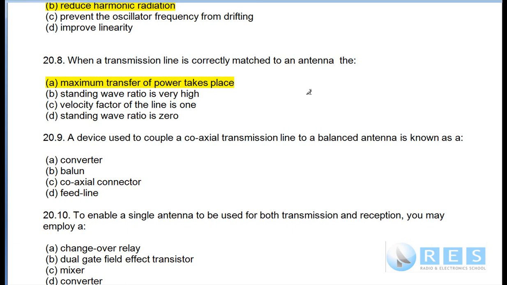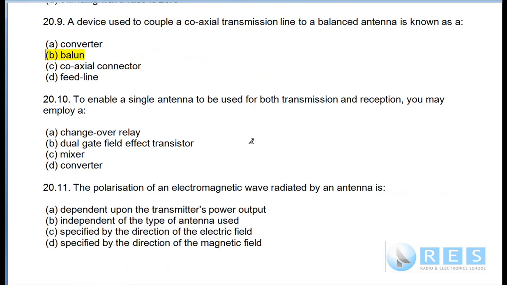20.9. A device used to couple a coaxial transmission line to a balanced antenna is known as a balun. 20.10. To enable a single antenna to be used for both transmission and reception, you may employ a changeover relay.